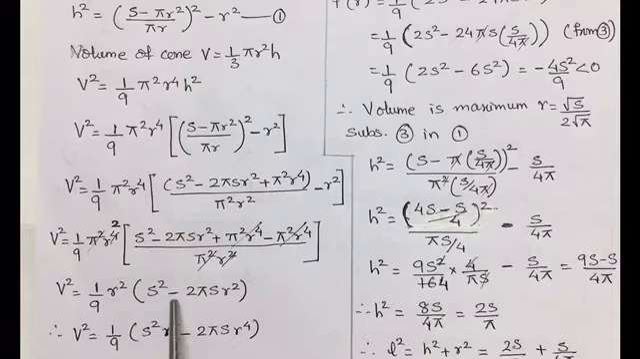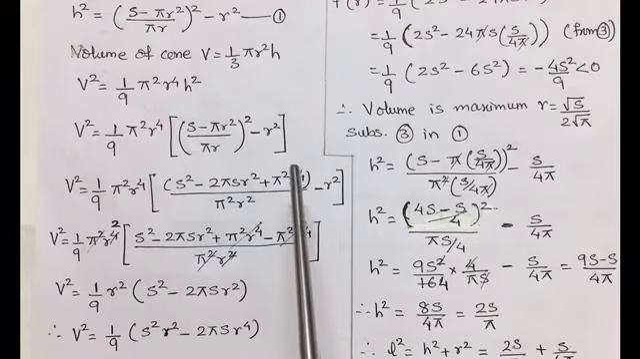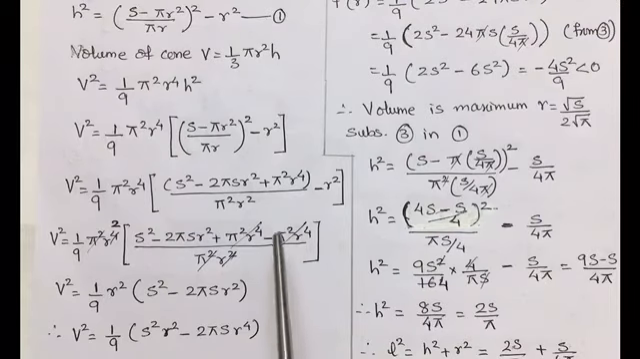So taking R square inside and multiplying inside the bracket so that our differentiation becomes easy. So the complete volume formula after substituting the value of H square and expanding the brackets, taking the LCM, all this procedure and perfect simplification gives V square is equal to 1 upon 9 S square R square minus 2 pi S R raised to 4.